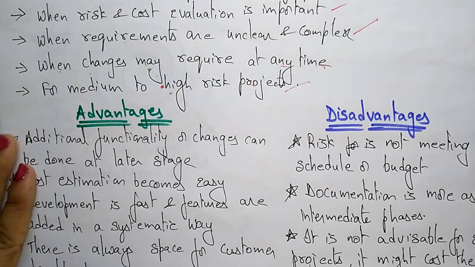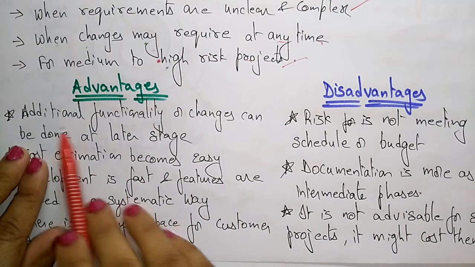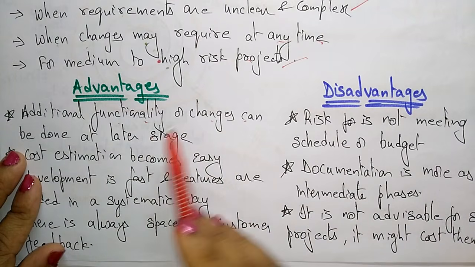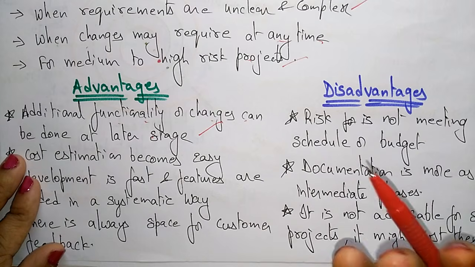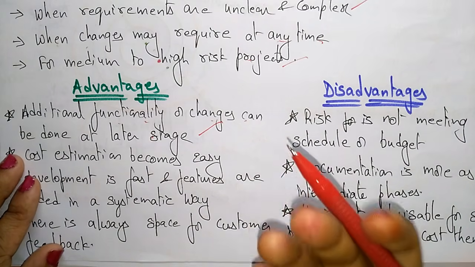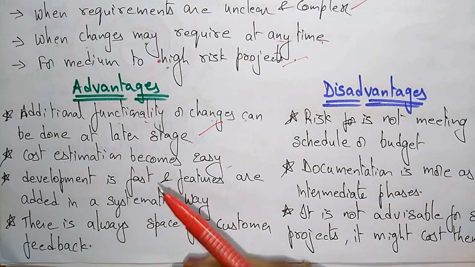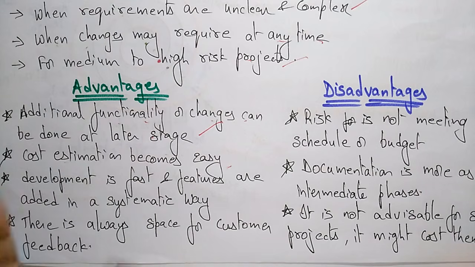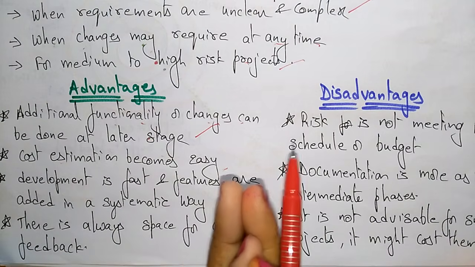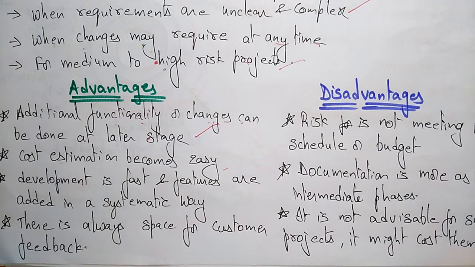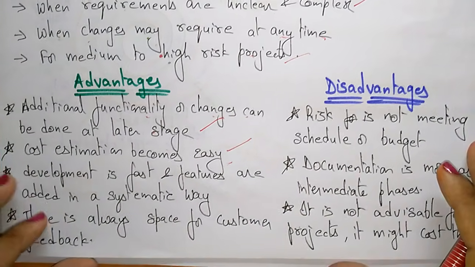Now coming to the advantages and disadvantages of using the spiral model. Let's see the advantages. Additional functionality or changes can be done at later stages. Whatever functionalities and changes you require in the project, you can make them at a later stage also. Cost estimation becomes easy. In each stage you can maintain the cost estimation, meaning the system maintenance cost, system development cost, concept development cost, system enhancement cost. So cost estimation becomes easy in the spiral model.